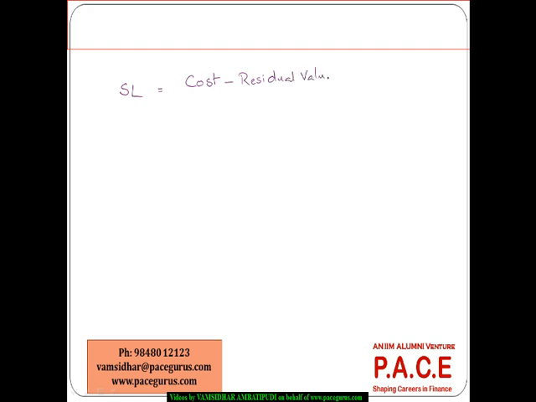Means at the end of the usage of it, let's say I want to use it for 5 years. I am expecting that the life of it is 5 years. But at the end of 5 years, I can dispose it off for some price. That is what I am calling a residual value. At the end of its usage, if it can give me some kind of a value by selling it off, that is what I expect as a residual value. I divide it by the useful life.